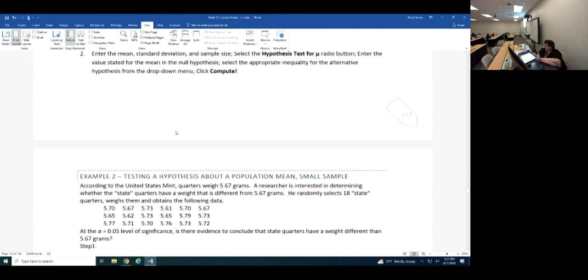According to the United States Mint, quarters weigh 5.67 grams. A researcher is interested in determining whether the state quarters have a weight that is different from 5.67 grams. 18 state quarters are randomly selected, and the data is given here. At the alpha equals 0.05 level of significance, is there evidence to conclude that the state quarters have a weight different than 5.67?